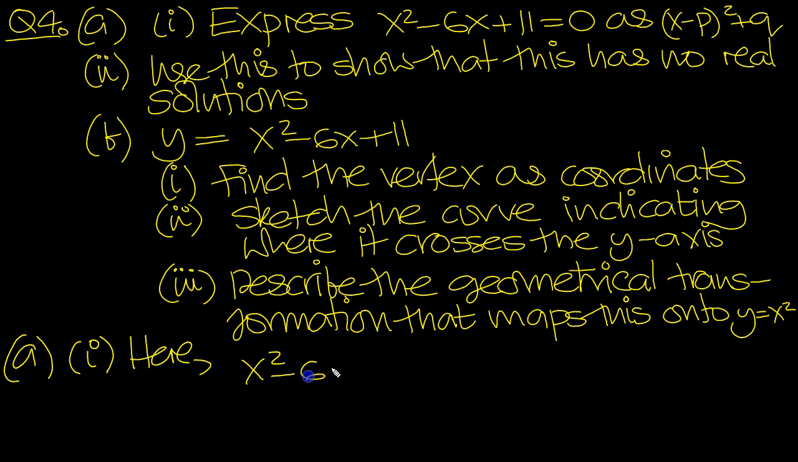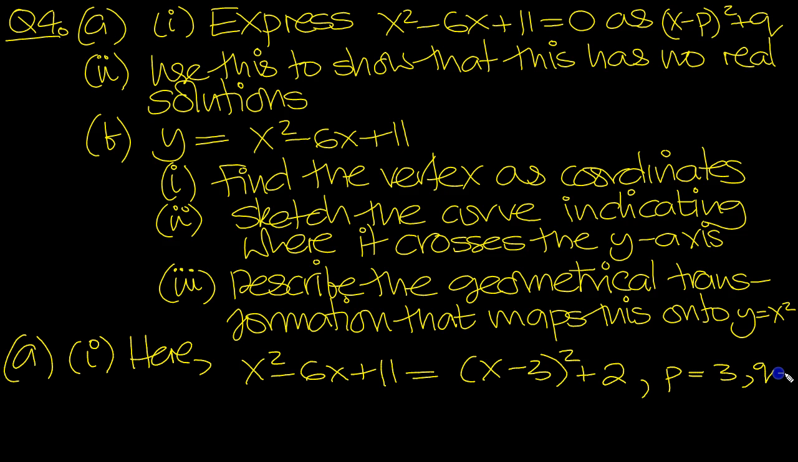x squared minus 6x plus 11 is equal to, half of minus 6 is minus 3. So if we put x minus 3 squared, that will enable us to obtain the x squared when we expand the bracket. Minus 3 will give us the minus 6x plus 9. We have 11, so we need 2 more on the 9 to get to the 11. So that's that done. And we can see p is equal to 3. Q is equal to 2, because it was minus p, wasn't it? So 3 is equal to p, and q is equal to 2.